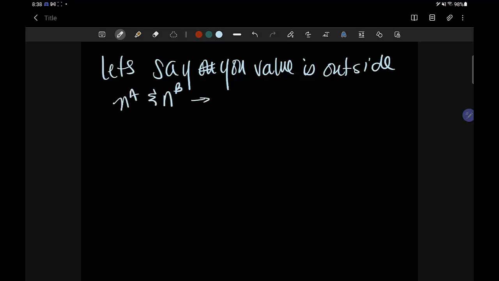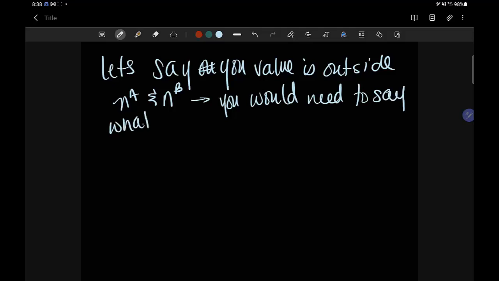Try to do this with all your samples. If your values are out of the range, if it's closer to one or the other, then you can say it's likely A or it's likely B, but you can't give a number. You can't say what the actual value is.